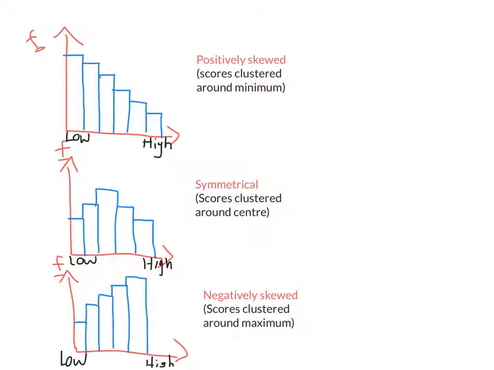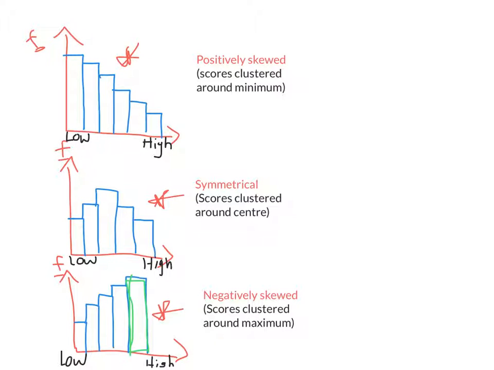So the top histogram, this one here, is positively skewed because there is a higher frequency of scores closer to the minimum. Symmetrical histogram, you can see the highest frequency scores occur in the middle, and negatively skewed, the highest frequency scores occur over here, closest to the maximum, okay? So you have to be careful with this because it sort of goes in the opposite way that you'd expect. You'd expect positively skewed would have more high scores, but it's the opposite. It actually has more low scores.